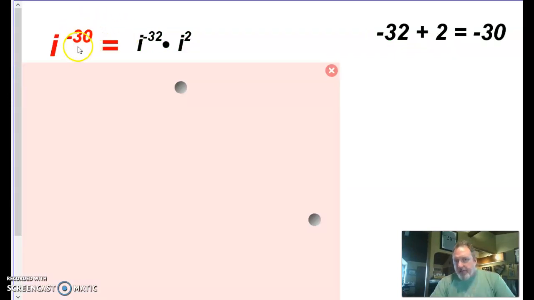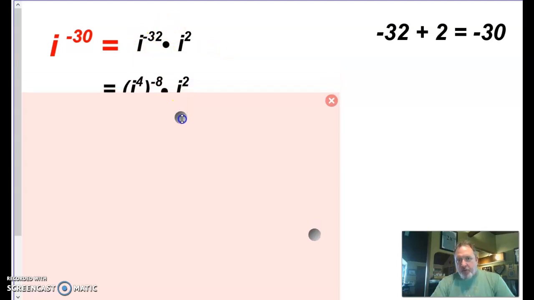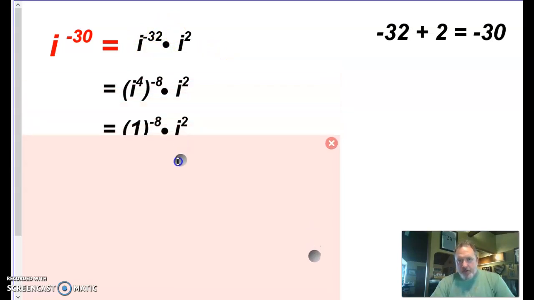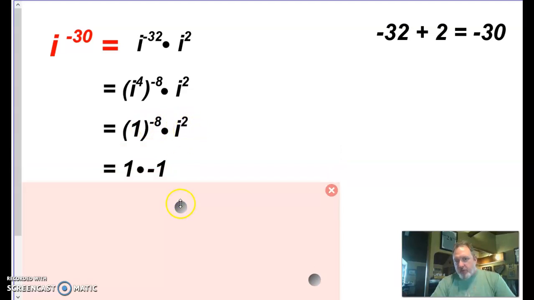Same idea here, negative 30. So if I take negative 32 plus 2, that adds up to negative 30. This is a multiple of 4, so that's really i to the 4th to the negative 8th power. i to the 4th is always 1. 1 to any power is 1. And so we really have i squared, or 1 times i squared, which is negative 1.